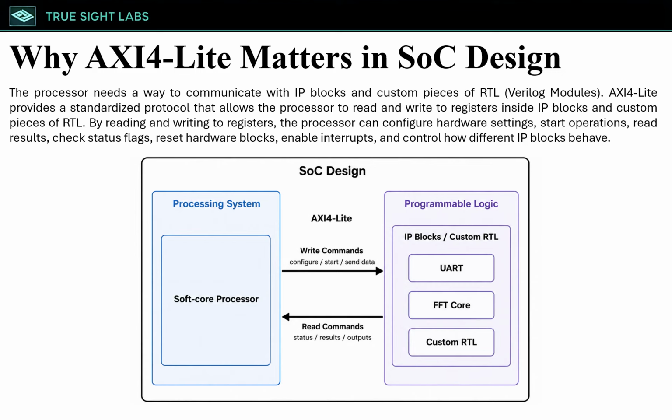The processor needs a way to communicate with IP blocks and custom pieces of RTL. AXI4-Lite provides a standardized protocol that allows the processor to read and write to registers inside IP blocks and custom pieces of RTL. By reading and writing to registers, the processor can configure hardware settings, start operations, read results, check status flags, reset hardware blocks, enable interrupts, and control how different IP blocks behave.